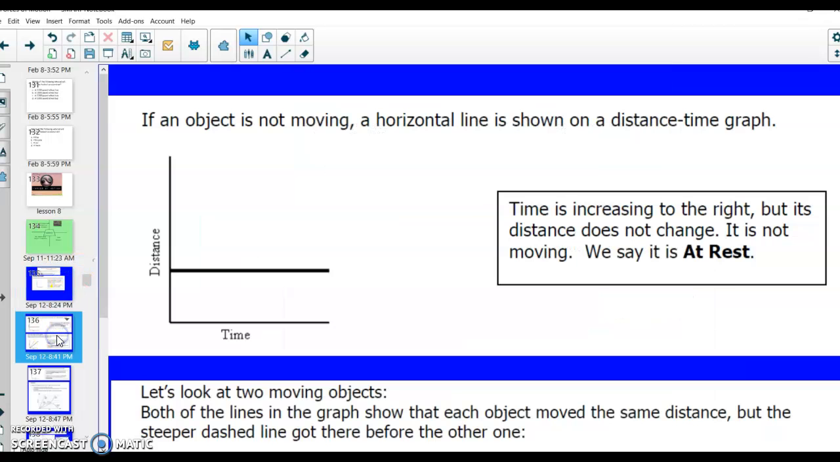So let's follow along with where I am. If an object is not moving, a horizontal line is shown on a distance time graph. So for example, this one starts this far from the origin, because here's your origin. It's going to be right here, and even though time is passing, it is not moving. So this is at rest.